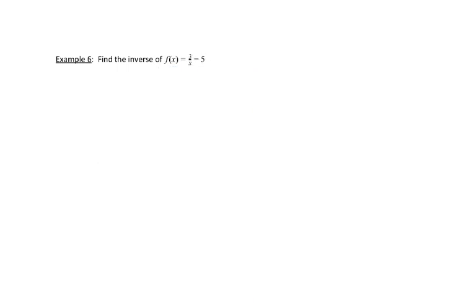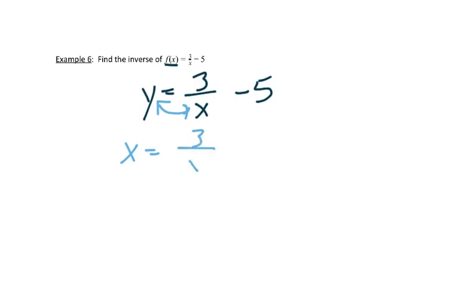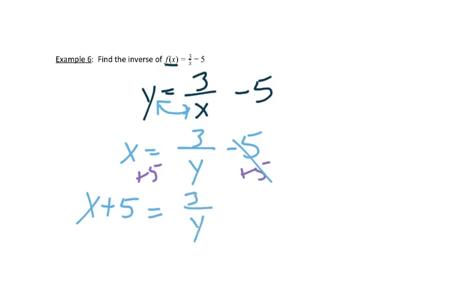So we'll do one more of these. We'll start by rewriting it with a y. Y equals 3 over x minus 5. We'll switch y and x. So we get x equals 3 over y minus 5. We'll add 5 to both sides to start getting y by itself. So we get x plus 5 equals, that cancels out 3 over y.